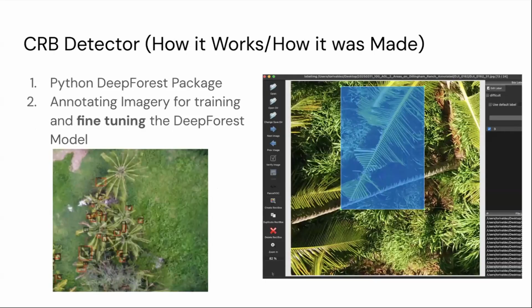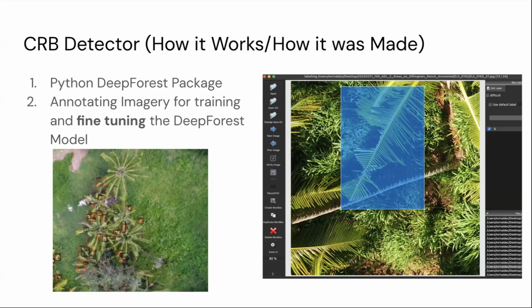So like I said, I made a CRB detector. So this is kind of how it works and how it was made. It was built off of DeepForest, a Python package specifically designed for ecological object detection and classification in aerial imagery. It uses deep learning object detection networks to identify and delineate individual tree crowns and can also be extended for other ecological objects like birds, or in this case, CRB damage.